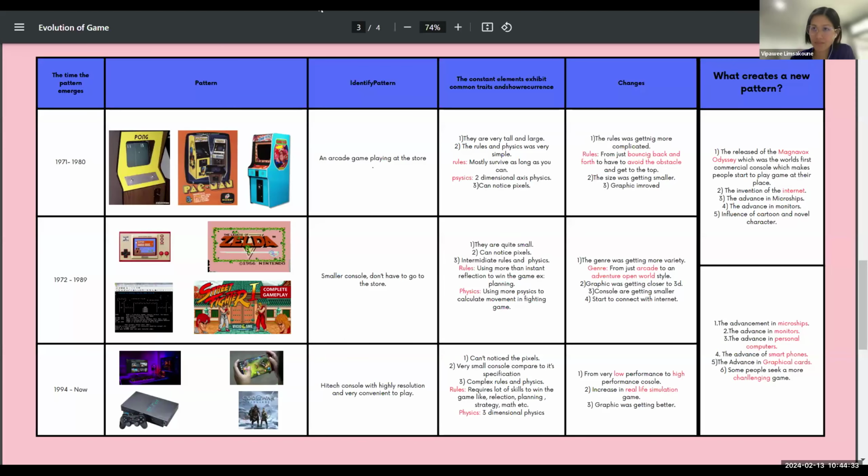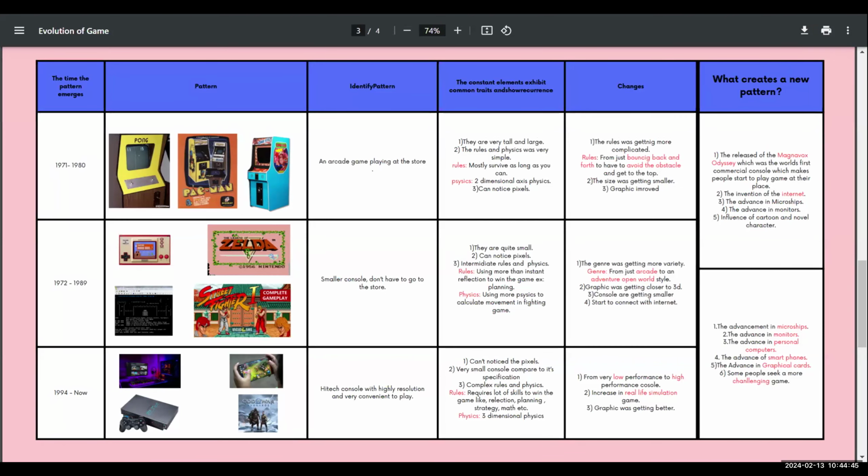Next is going to be Kantapon. Okay, can you see the slides now? Yes, I can. So you want me to skip two columns, right? The common traits and the change.